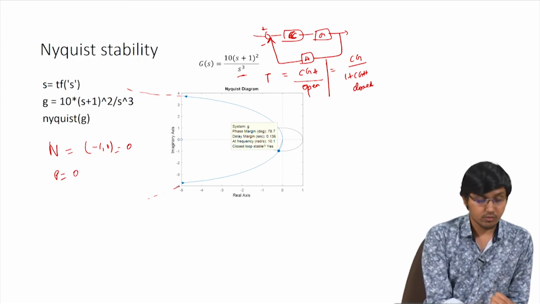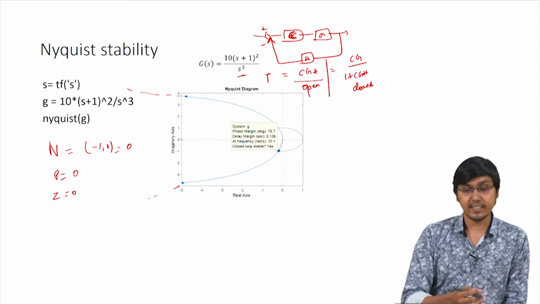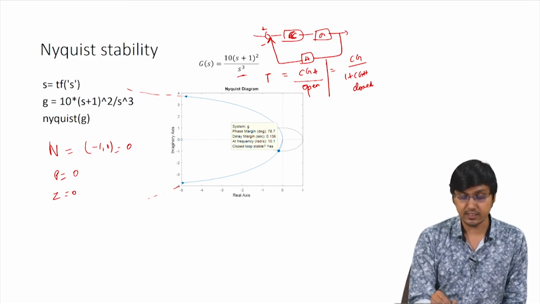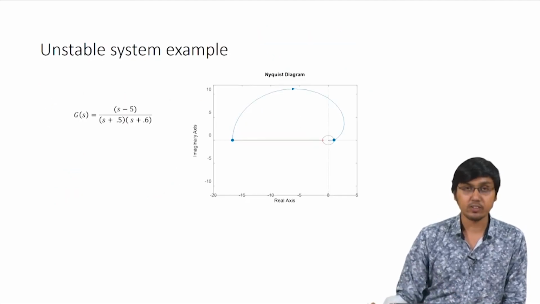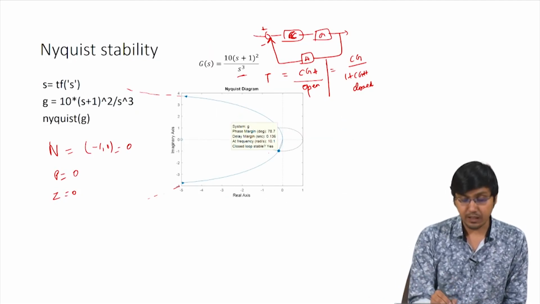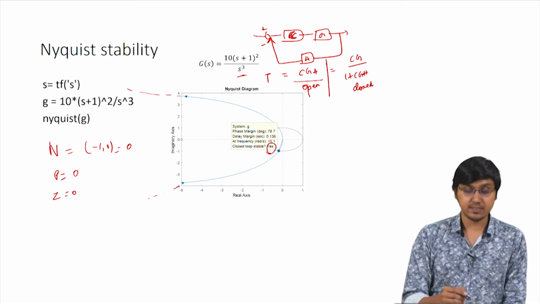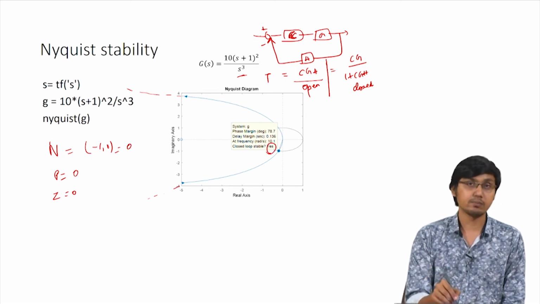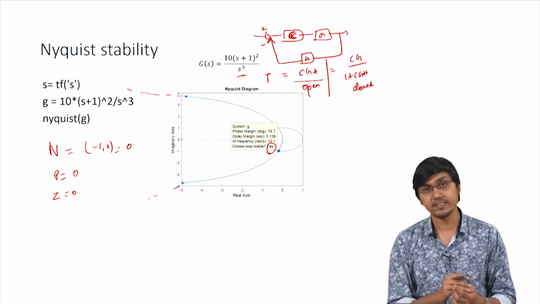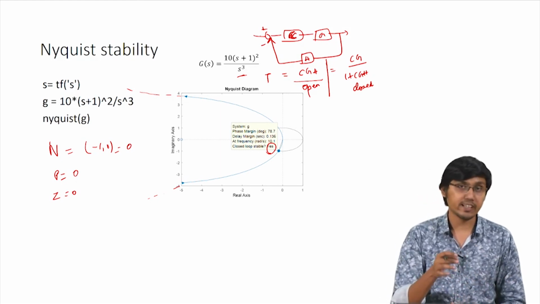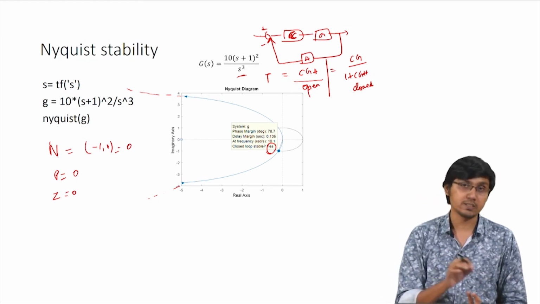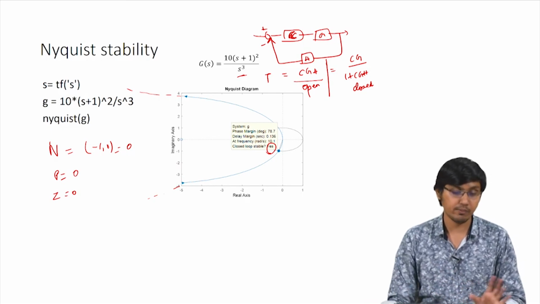So, you get z is also 0, which means clearly the system is stable. That is what this also says, the system is stable. You can also use MATLAB to know whether the system is stable or not. You can ask for the stability margins, just click on the Nyquist diagram and see the options, play with this in MATLAB, and then you will be able to get this.